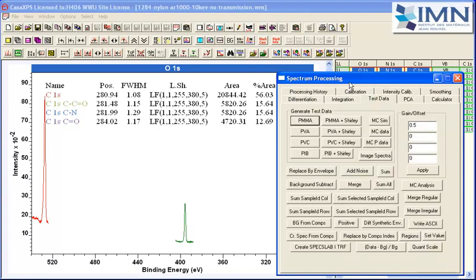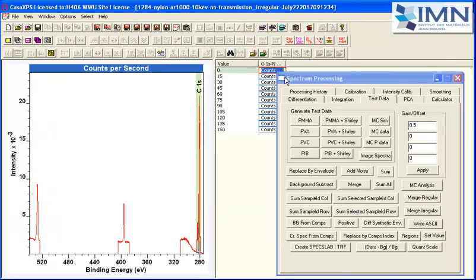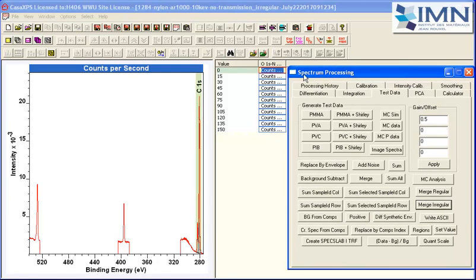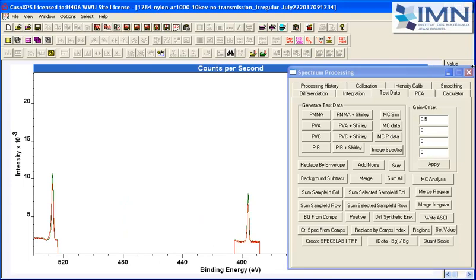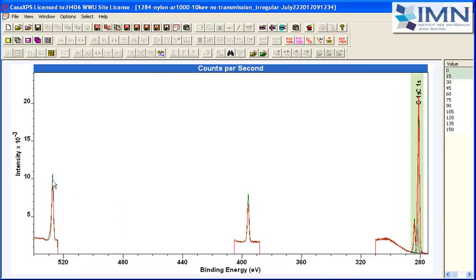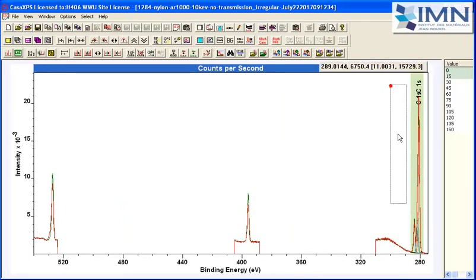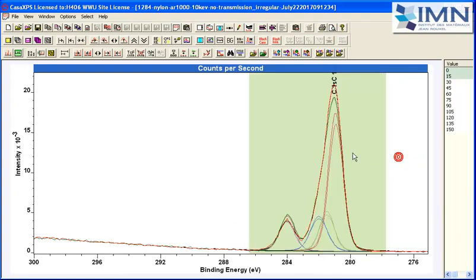And we're going to use an option on the test data tab to merge these oxygen, nitrogen and carbon peaks so that we have data that represent the as received, that's the first one, and the second one is after one etch cycle. And you can already see that there has been some alteration of the material. Just simply by looking at the intensities here, you can see that there's more oxygen and less carbon the moment the ion beam has touched the sample.